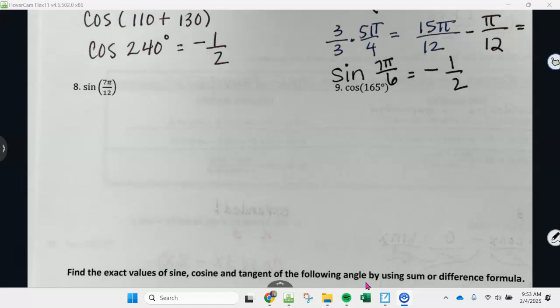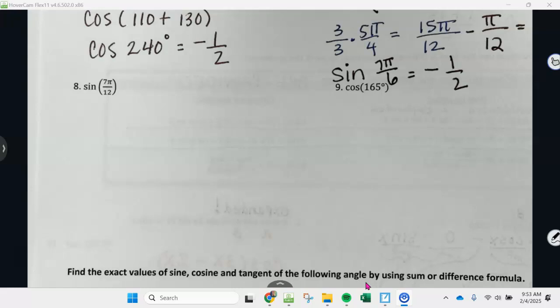What's 3 pi over 12 simplified to? What's 3 over 12 simplified to? Yeah. Is this on your unit circle? Yeah. What is this? What's 4 over 12? It's a third. Pi over 3. And that's on your unit circle. So we are going to use the sine property of addition with these values. And that's going to give us the answer for 7 pi over 12.